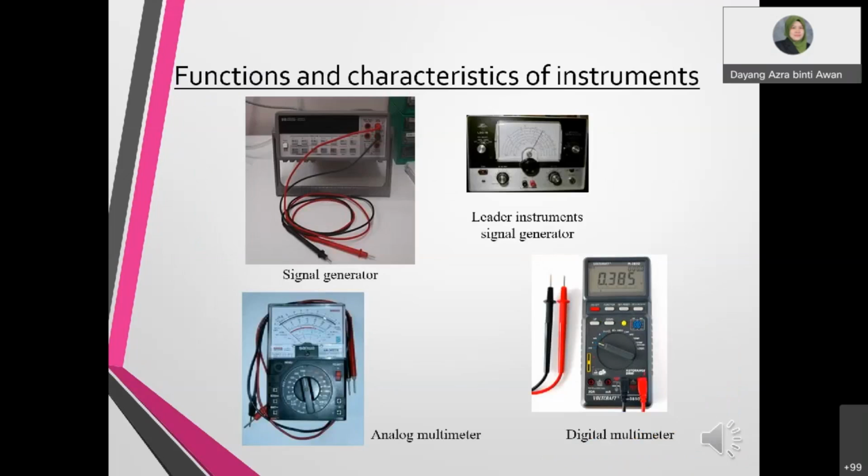Okay, so when you go to the lab, or normally you can browse from the internet, these are the instruments that you can see in your lab. We have a signal generator, a Leader instrument signal generator. This is normally an analog instrument. This is digital. This is your analog multimeter, and also the famous one, your digital multimeter, where all the calculations and measurements can be done. For example, your voltage, your resistance, and also your current can be measured directly by using this simple digital multimeter.